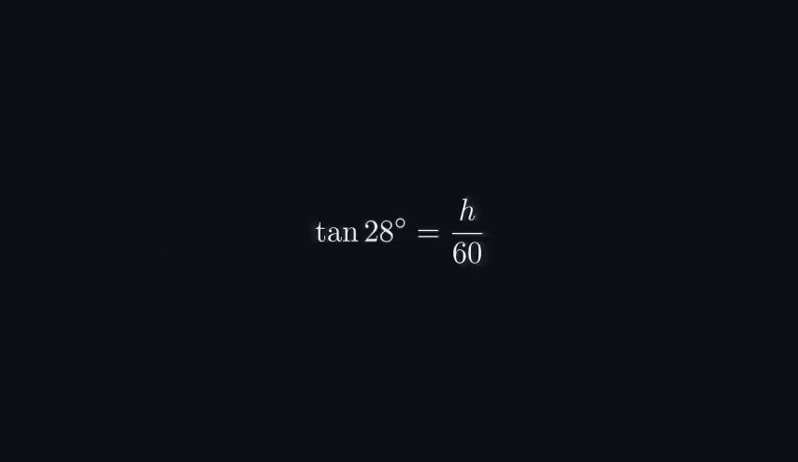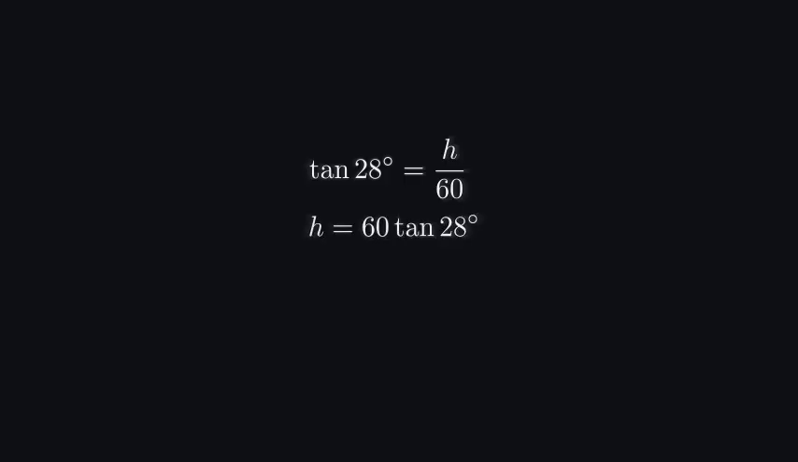Follow the calculation line by line. Tan of 28 degrees equals h over 60. h equals 60 tan of 28 degrees. h equals 60 times 0.5317. h equals 31.9024 m.